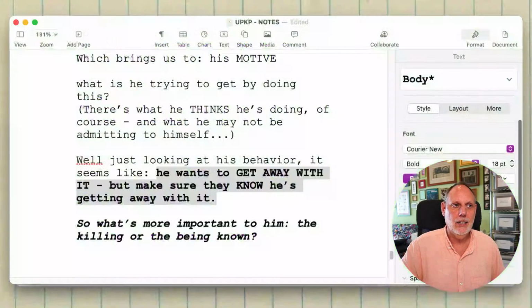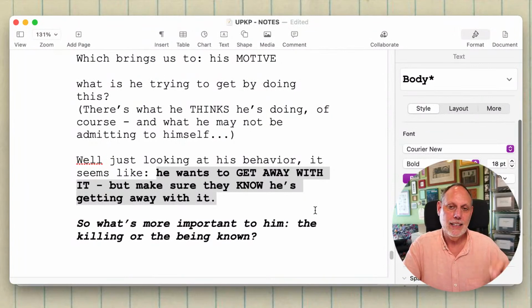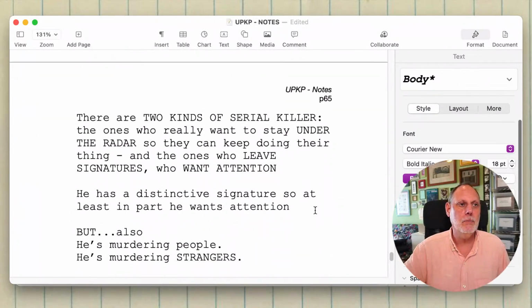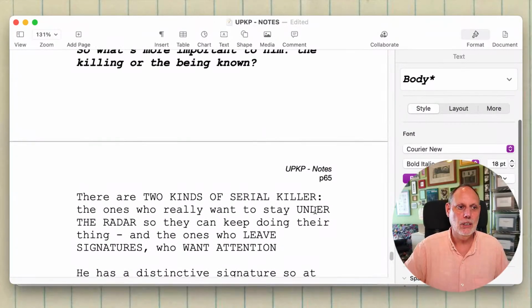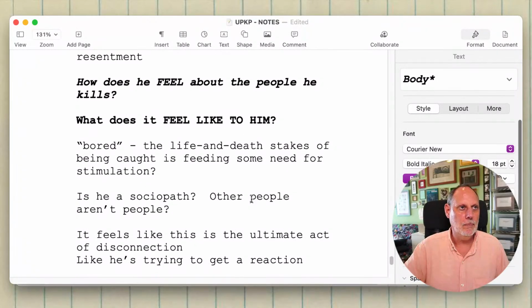What we have got here is we know that this person kills in a way that is noticeable. It is a distinctive signature poison, but at the same time, he's very, very careful to have random victims who can't be traced to him, so that he wants to get away with it, but make sure they know he wants to get away with it, which brings up the theme of attention. I get to this, I put this down later.